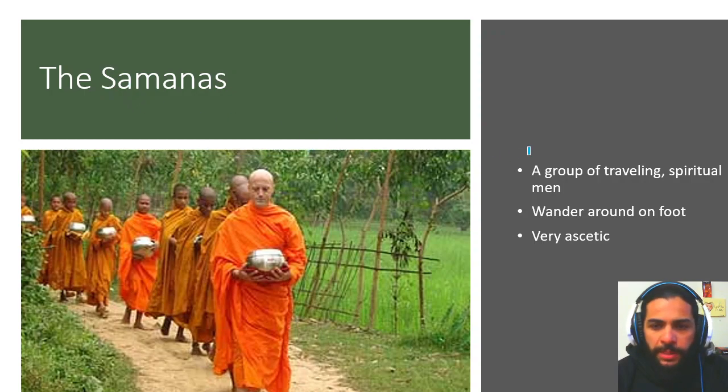This group of people over here, these are the Samanas. The Samanas are a group of basically traveling spiritual men, and they are very ascetic, meaning they don't really do anything for personal enjoyment. It's all about their spirituality. So they don't really eat that much. They eat enough just to stay alive. They don't do anything for their own personal joy or enjoyment. They don't really have any hobbies or do anything for fun. They're mainly out in the woods meditating. They don't have cool fashion or cool shoes or any of that.